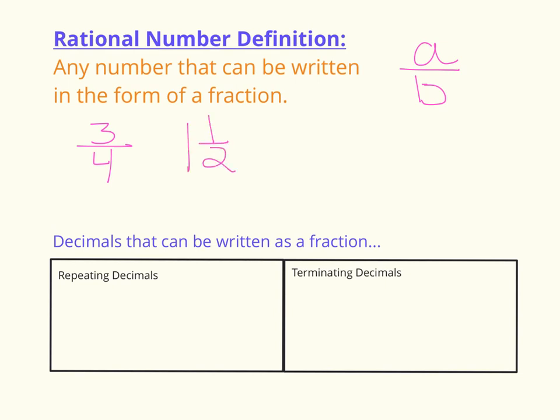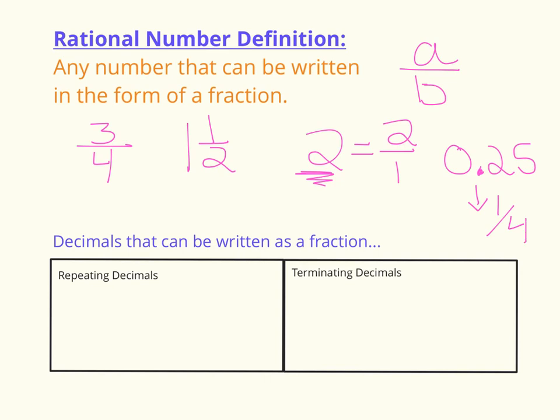1.5. It's still a fraction. Even the number 2, well, 2's an integer, but can we write 2 as a fraction? We could write it as 2 over 1. Or maybe we have the decimal 0.25. It's not a fraction, but you can write it as the fraction 1/4. So there's lots of different numbers that can be written in the form of a fraction.